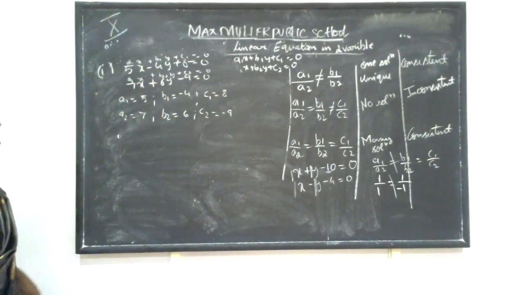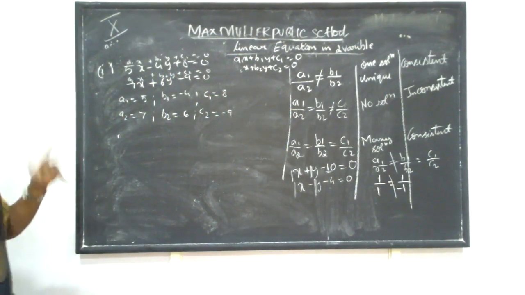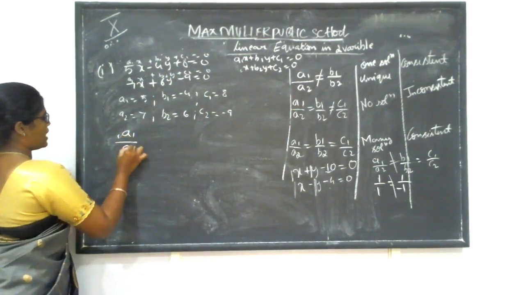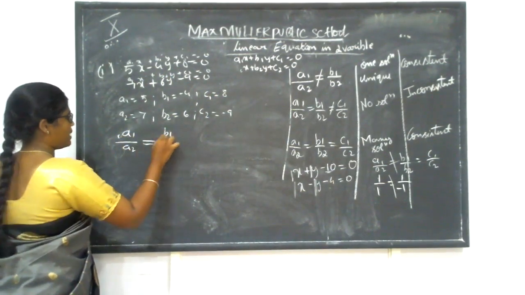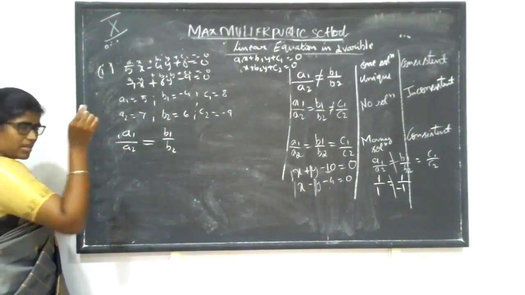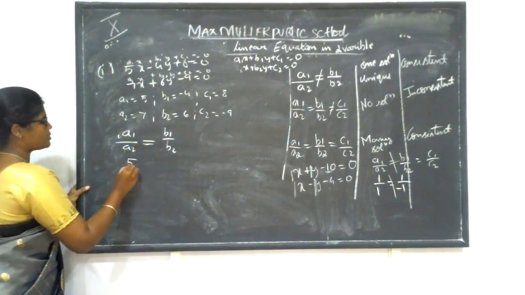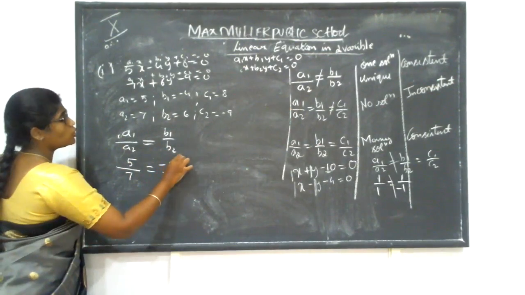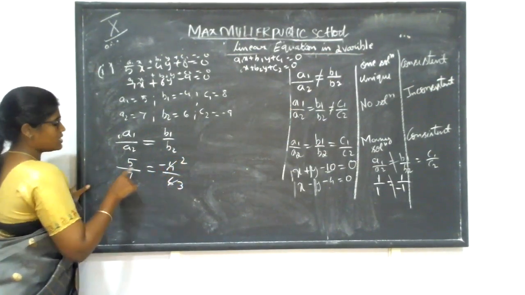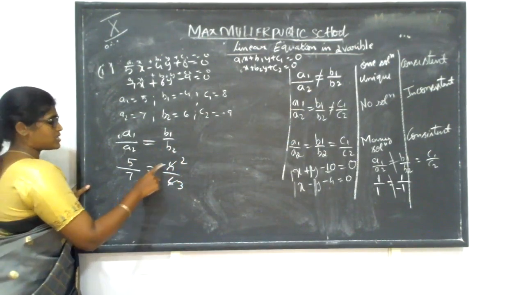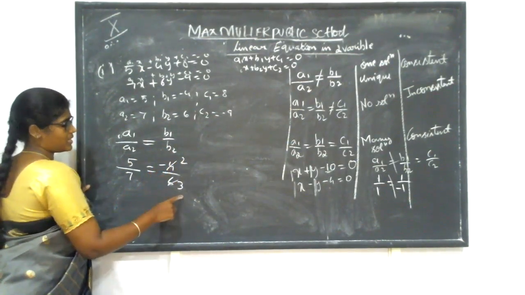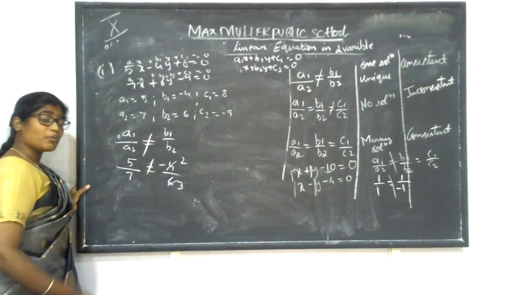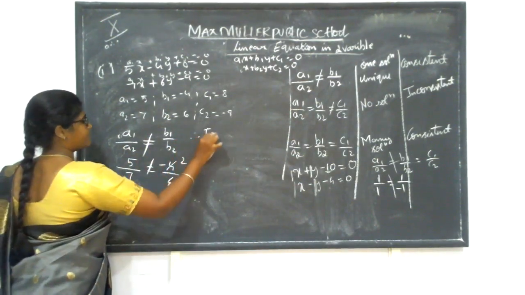Here only you can see, none of the things is equal. If none of the things is equal, what is that? It is intersecting only. See, A1 by A2 is not equal to B1 by B2. Simple. Then what is A1 by A2? 5 by 7. And B1 by B2 is what? Minus 4 by 6, which is minus 2 by 3. Is 5 by 7 equal to minus 2 by 3? No, it is not equal. If it is not equal, then what is it? It is intersecting.